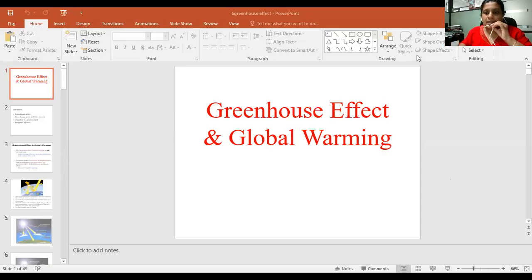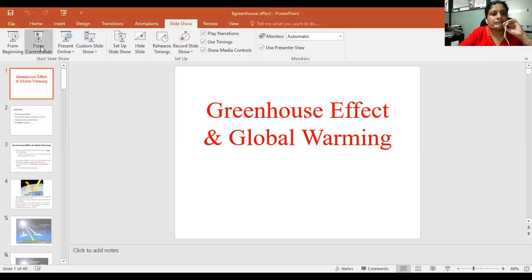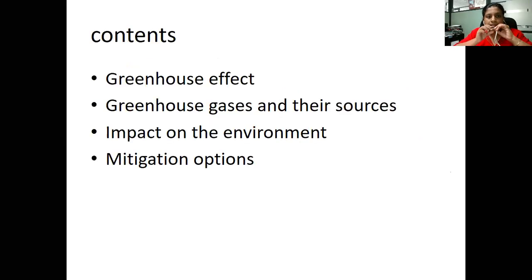So our lesson is greenhouse effect and global warming. The content that we are going to cover is, first you learn about what is greenhouse effect, then you will learn about greenhouse gases and their sources, next you will learn about impact on the environment, and at the end you will learn the mitigation options or preventive measures or controlling measures.